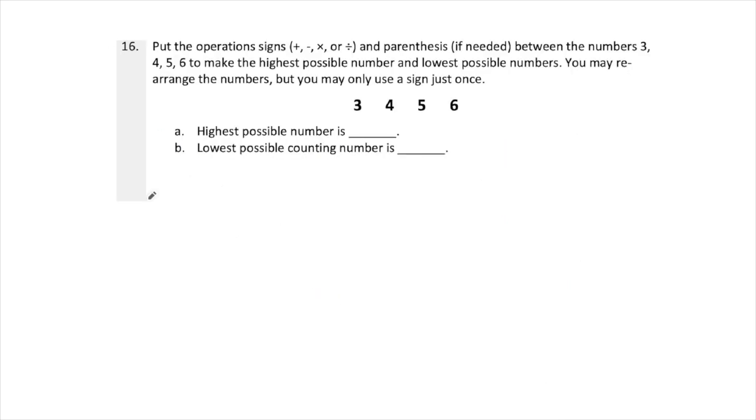For this problem, we have to put operation signs and parentheses if needed between the numbers 3, 4, 5, and 6 to make the highest possible number and the lowest possible number, and we can only use each sign once. We know that the addition and multiplication sign increases the number, while the subtraction and division sign decreases the number.